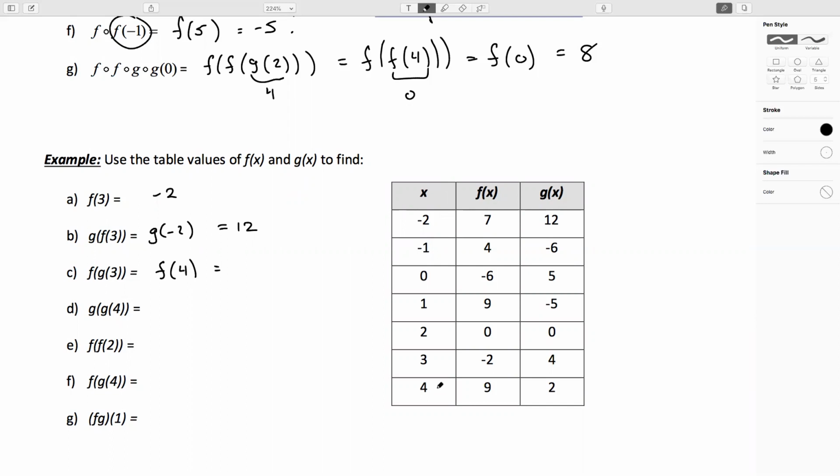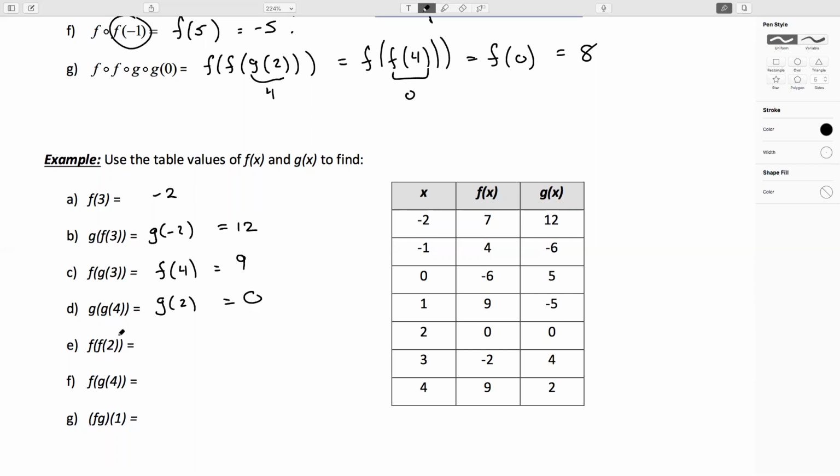F of 4, go down to 4, is 9. G of 4, so we go to 4, figure out what g is. At 4, g is 2. So this is like g of 2. G of 2, go to 2, is 0.